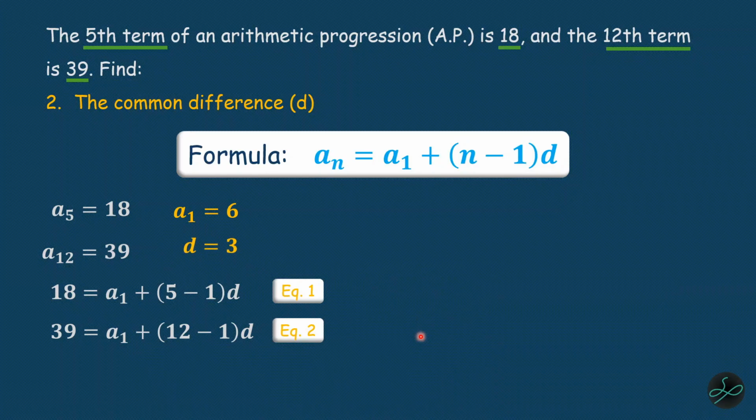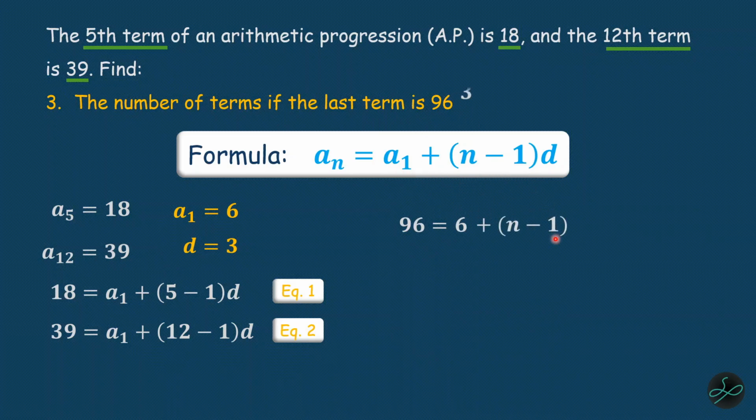Now we're ready to answer the last question. How many terms are there if the last term is 96? A very easy one. The corresponding n for the last term gives us the number of terms in the given progression. So a sub n here is 96 equals 6 for a sub 1, plus the quantity of n minus 1 times common difference of 3. Transposing 6 to the left side gives 90, and then divided by 3 here equals n minus 1. Solving for n gives 31. So there we have it. There are 31 terms from 6 to 96 having the common difference of 3.